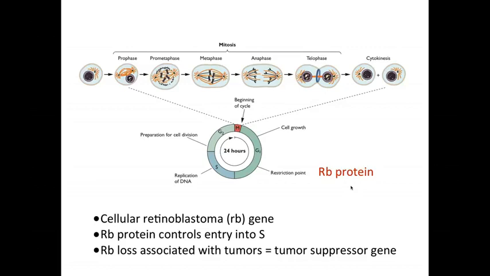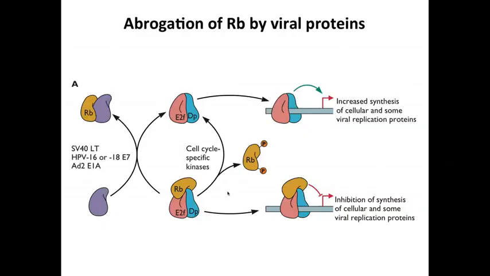We now know that it is a restriction point or a checkpoint protein that controls the passage of the cell into the S phase of the cell cycle. All right, what does this have to do with DNA viruses? It turns out that a number of DNA viruses interfere with the function of the RB protein. And that interference is how these viruses kick the cell into dividing and turning on their DNA replication machinery.